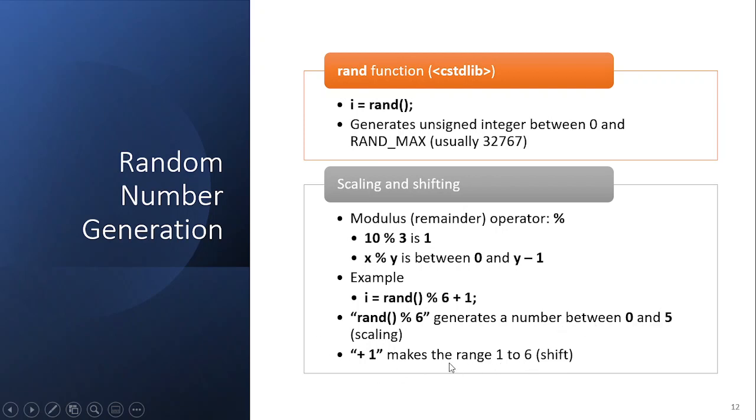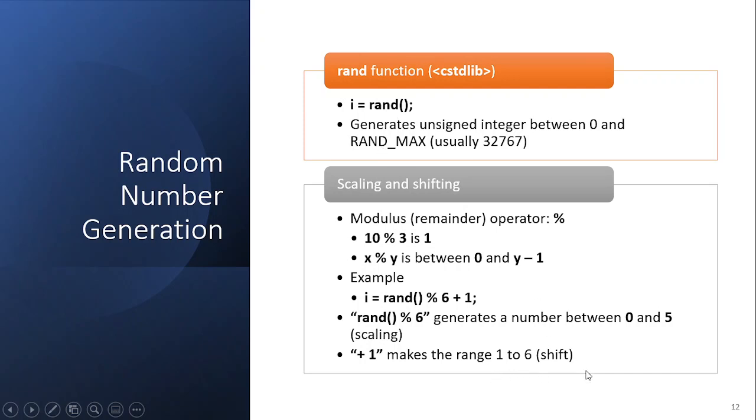Okay, so if you need to simulate the roll of a die, then you need to generate values between 1 and 6, so that you can find out how many times a one came, how many times a two came, how many times a four came, a six came. You need to find that out, so you need to scale the output of this rand function.